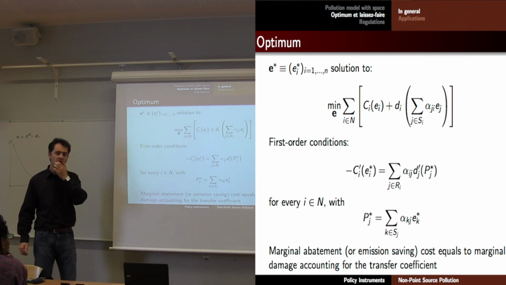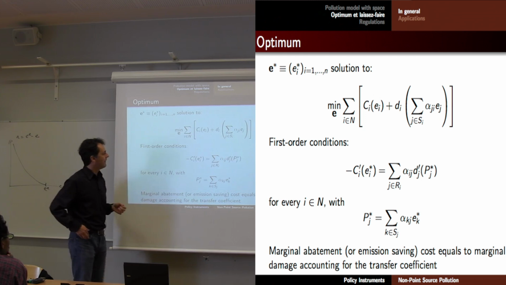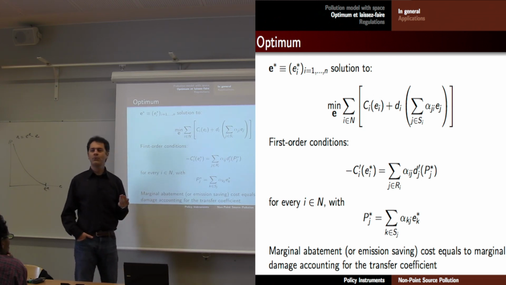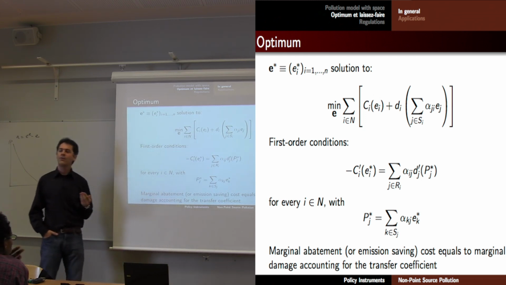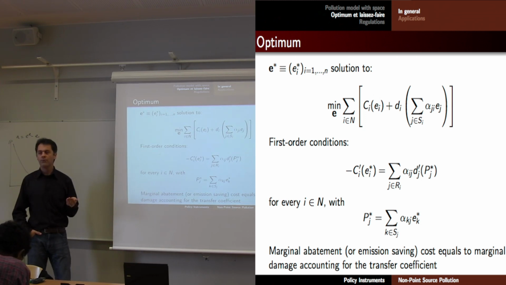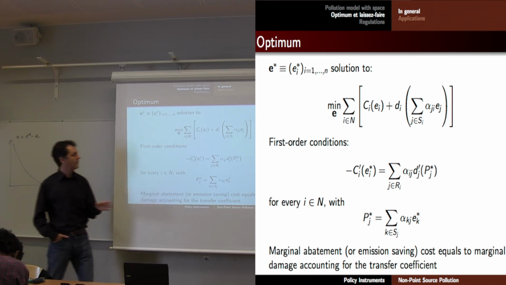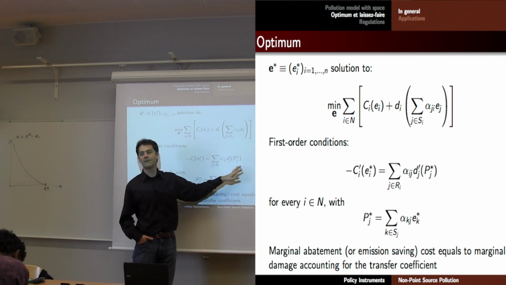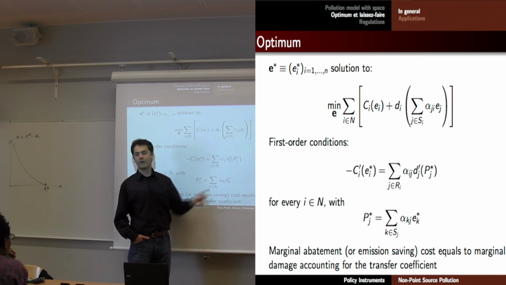So here you have something which is close to the Lindahl condition for public goods. The Lindahl condition tells you that when you provide a public good, you should equalize the marginal cost of providing this public good to the sum of marginal utility due to the provision of the public good. So here you have the sum of marginal utility, but you have also the transfer coefficient.